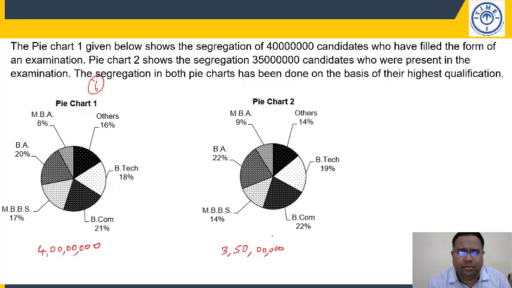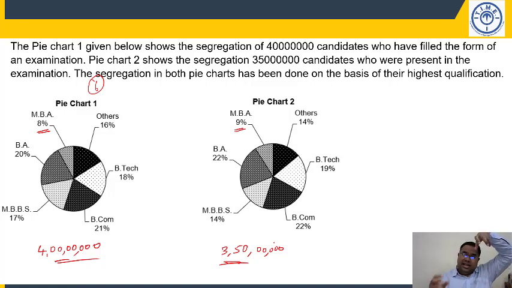More people should fill the form, and fewer students should appear for the exam. Now, see here, 8% here, MBA is 9%. Now, when will my absentees increase? Here, what is my base? 4 crores. What is my base? 3 crore 50 lakhs. Here, the base has reduced. Now, I have to find the highest percentage in the first pie chart, and if the percentage has dropped, if the percentage is increasing, absentees will be there, but fewer absentees.